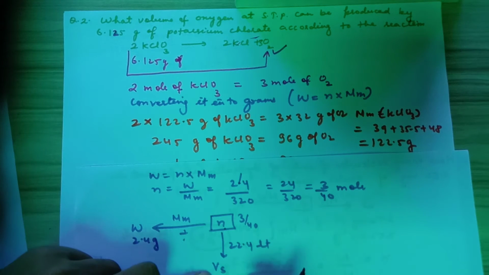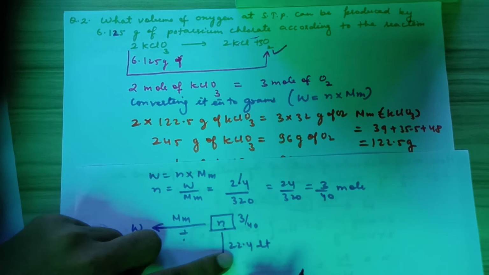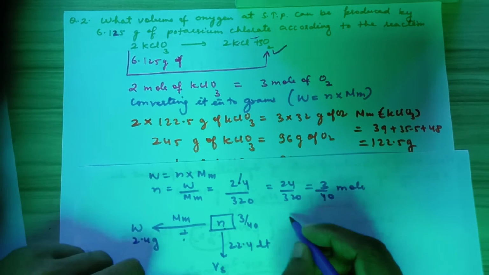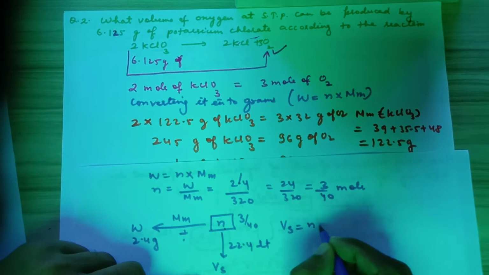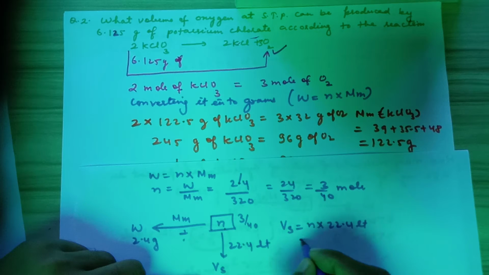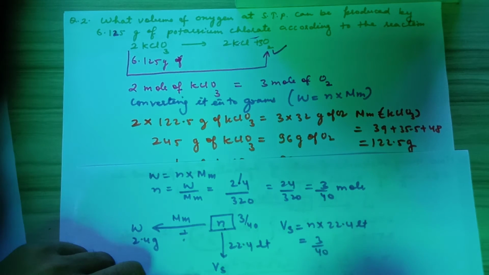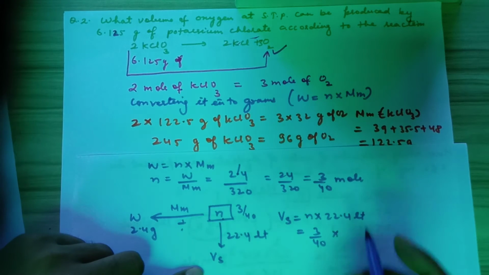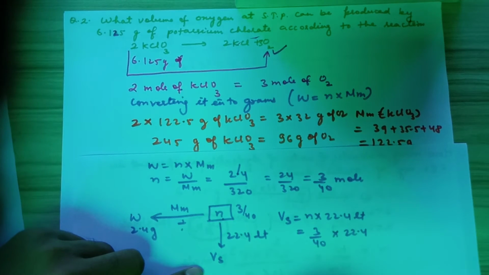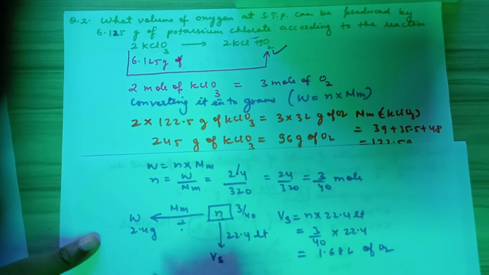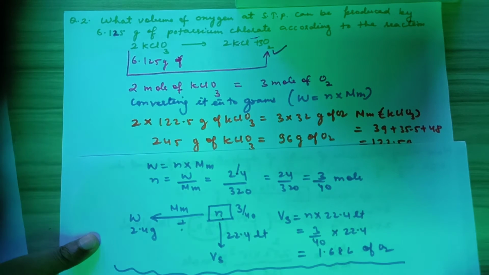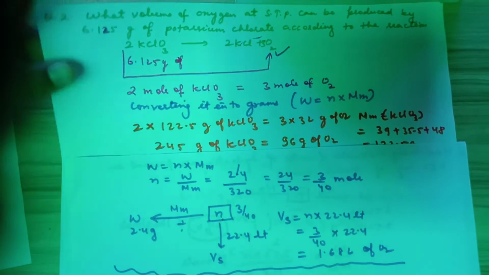So now we have to find Vs. We are given N and we have to multiply it by 22.4 because we are moving from number of moles. So Vs is equal to N into 22.4 liter. That will be 3 by 40 into 22.4. When we solve it, we'll get 1.68 liter of oxygen. So this is how we deal with a stoichiometry problem. Now let's move to the next question.